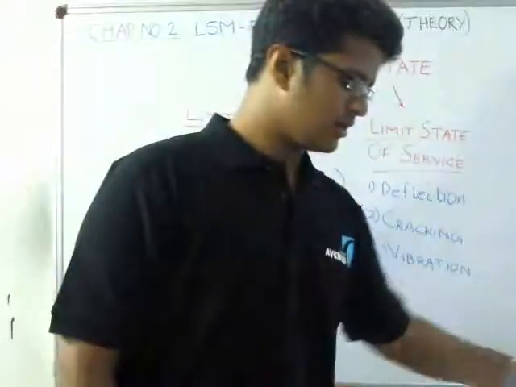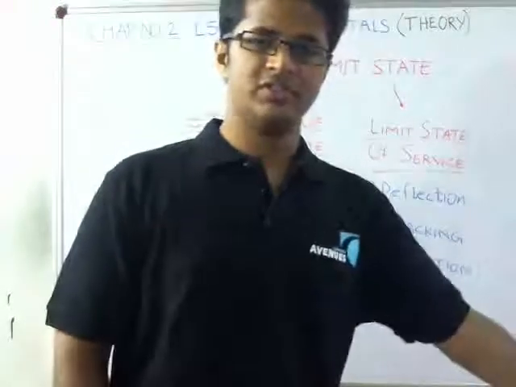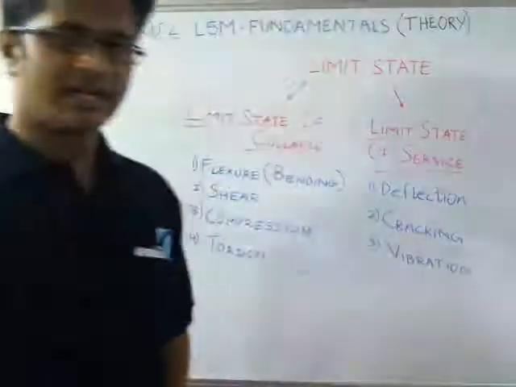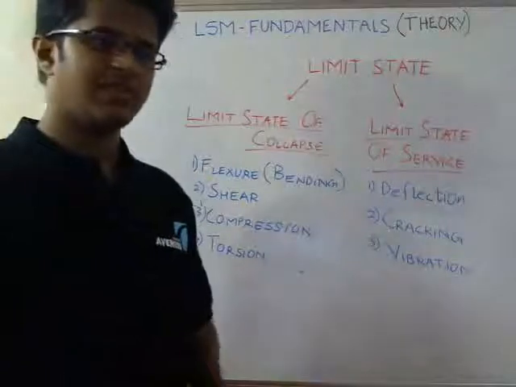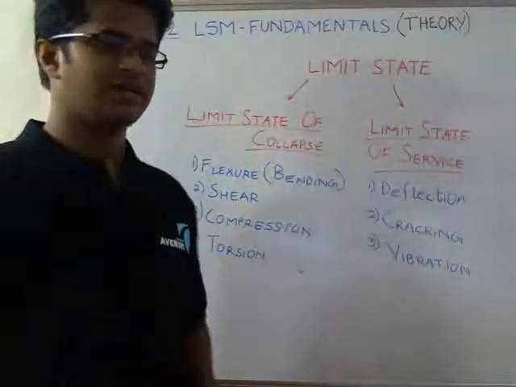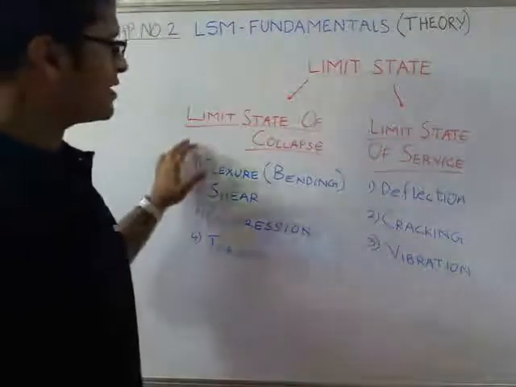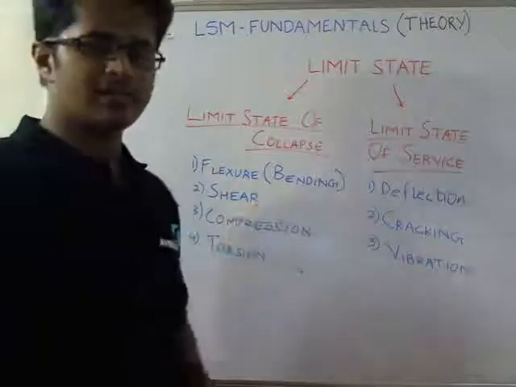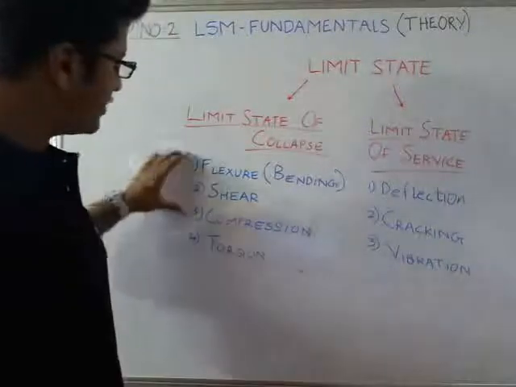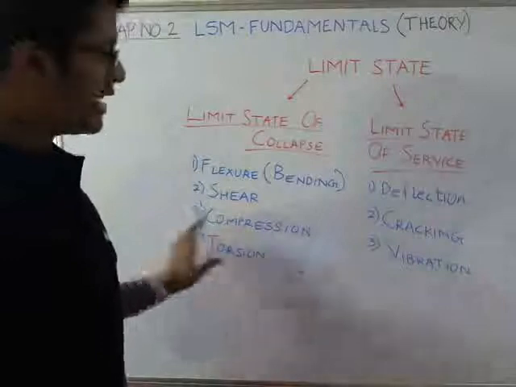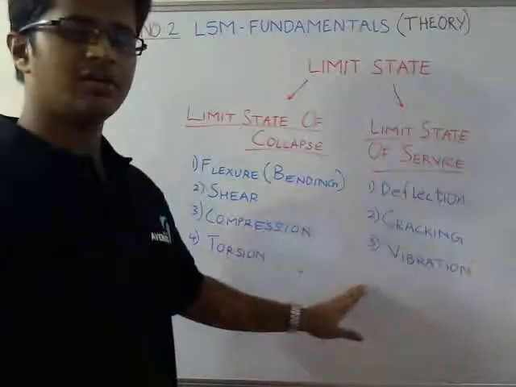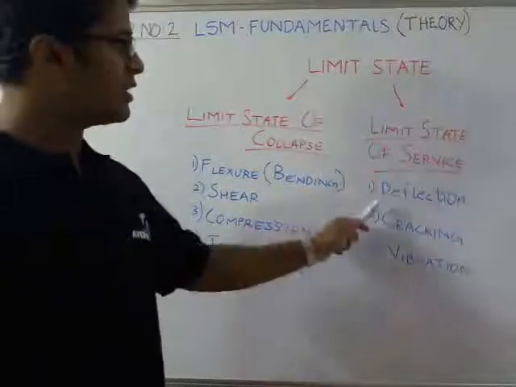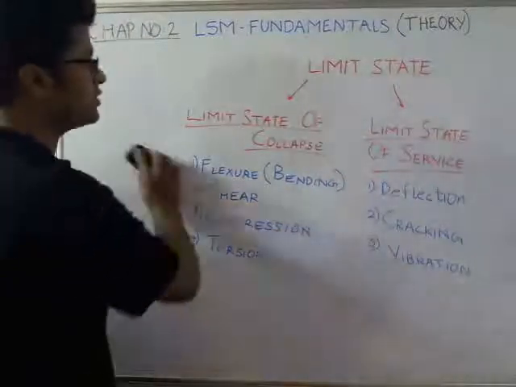This is the basic flow chart about limit state method, which one should remember, because in the GATE paper a question may be asked. For example, they might ask which of the following is not limit state of collapse, and they might mention three among this and one among this. So you should know that the one among this is the right answer because it is not under collapse. So let's go ahead.